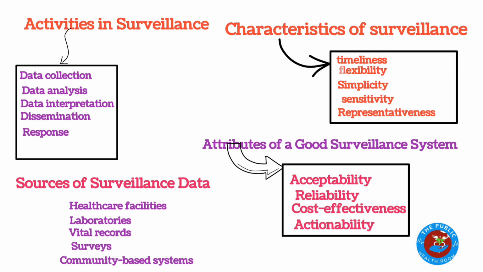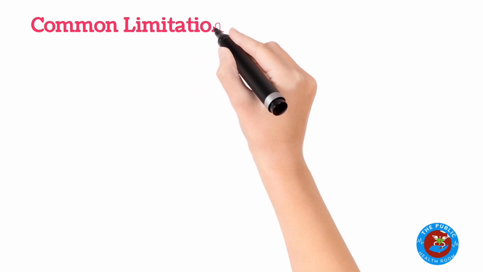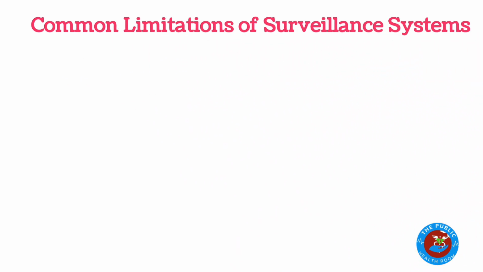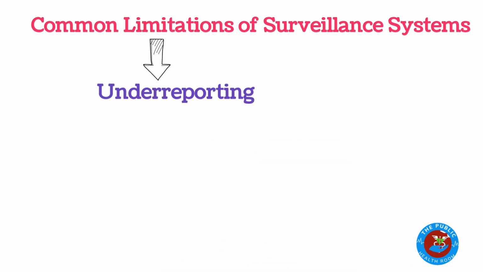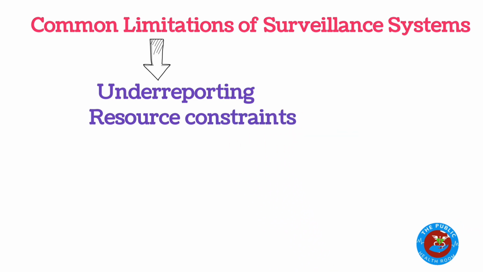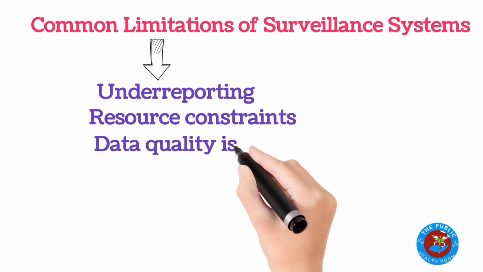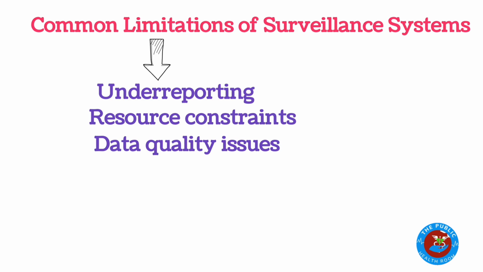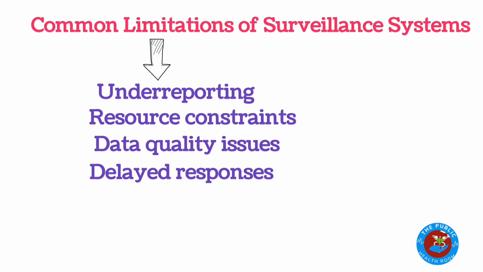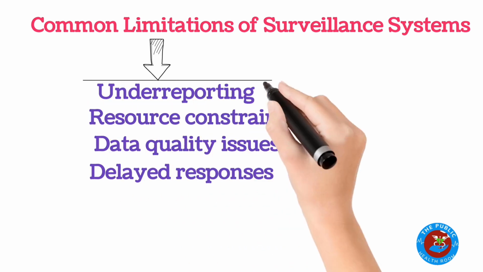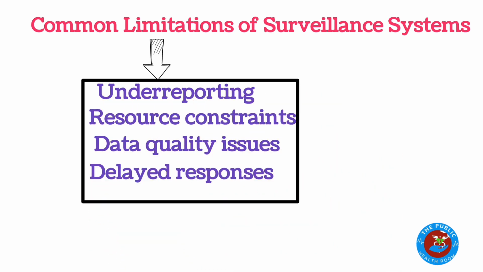Common limitations of surveillance systems. While surveillance is critical, it's not without challenges. 1. Underreporting. Many cases go unreported, especially in passive systems. 2. Resource constraints. Limited funding and staffing can hinder effectiveness. 3. Data quality issues. Inaccurate or incomplete data can lead to misinterpretation. 4. Delayed responses. Timeliness is often compromised in underfunded systems. Despite these limitations, improving surveillance systems can mitigate their impact and enhance public health outcomes.